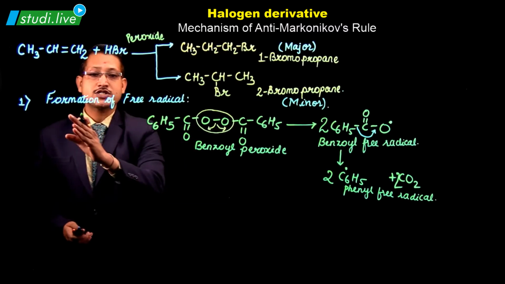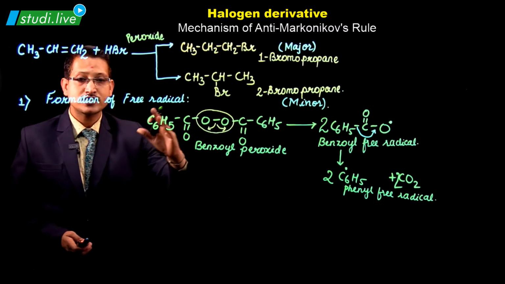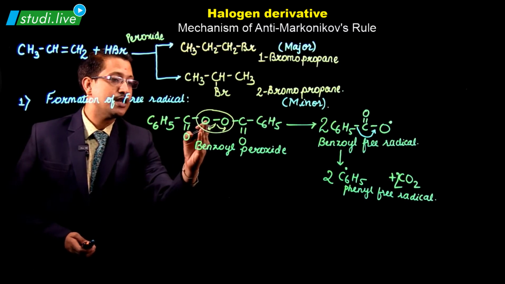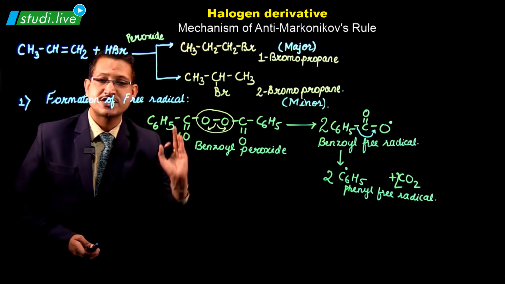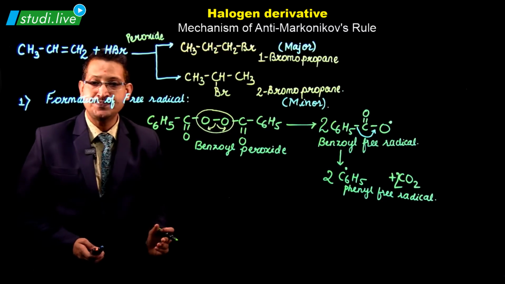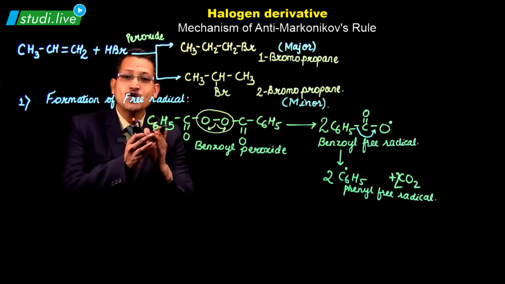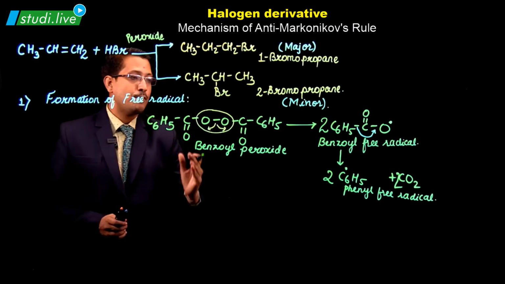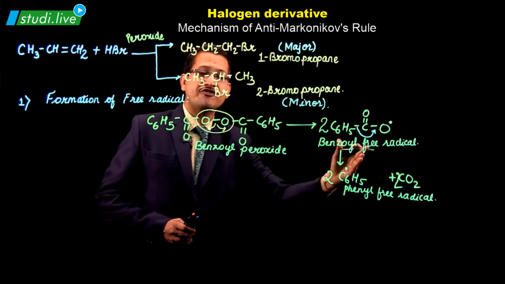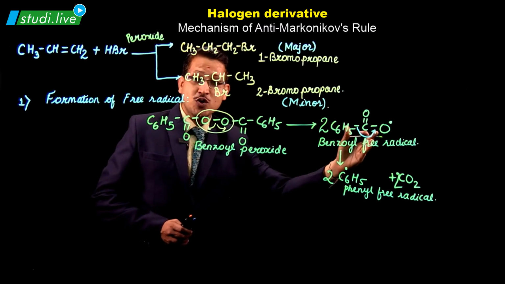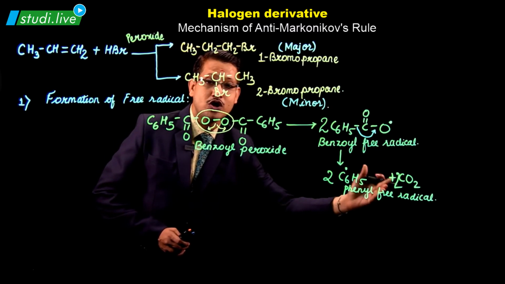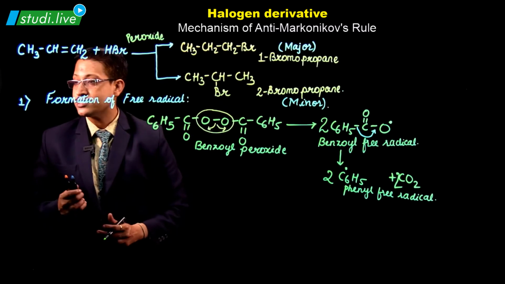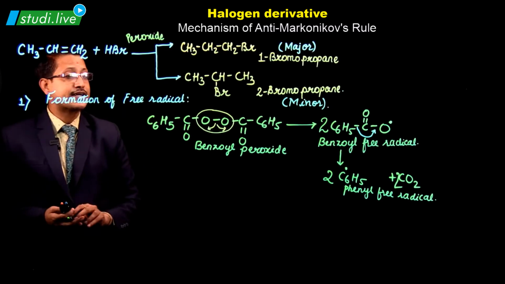So step 1, that is the formation of free radical. How does this formation of free radical take place? C6H5 C double bond O, single bond OO and C6H5, that is benzoyl peroxide. This benzoyl peroxide undergoes homolytic bond fission. And when this homolytic cleavage occurs, it forms benzoyl free radicals. And from those benzoyl free radicals, 2 molecules of carbon dioxide are given out, and what you get is phenyl free radical. So this is the first step where the formation of free radical takes place.